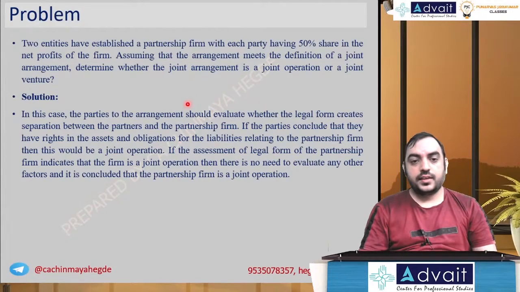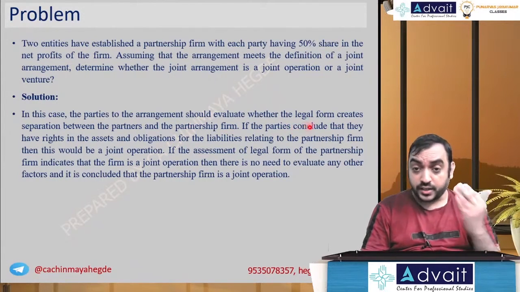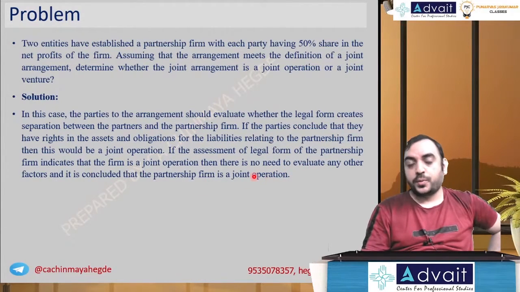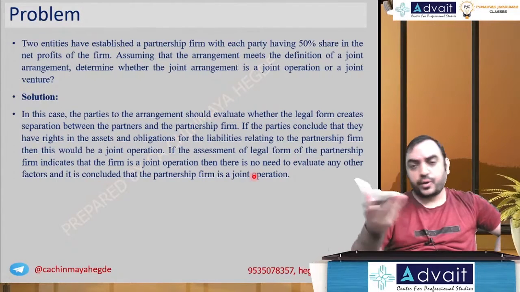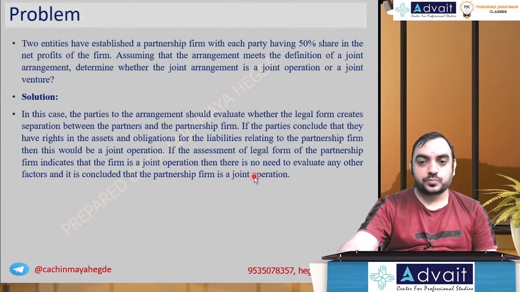In this case, the parties to the arrangement should evaluate whether the legal form creates separation between the partners and the partnership firm. If the parties conclude that they have rights and obligations for the liabilities of the partnership firm, it would be a joint operation. If the assessment of the legal form of the partnership firm indicates the firm is a joint operation, there is no need to evaluate any other factors. It's concluded that the partnership is a joint operation. As I told you, you write down those three points. You can keep the answer open-ended. Okay, I'll go further.